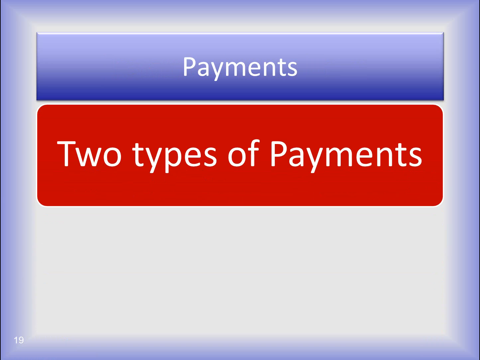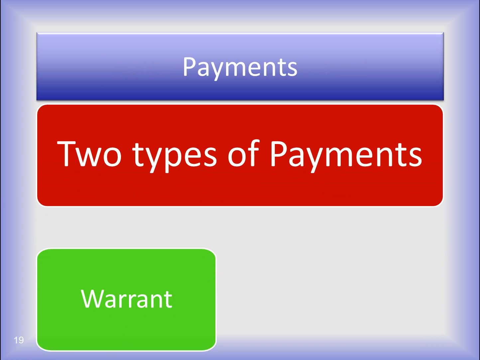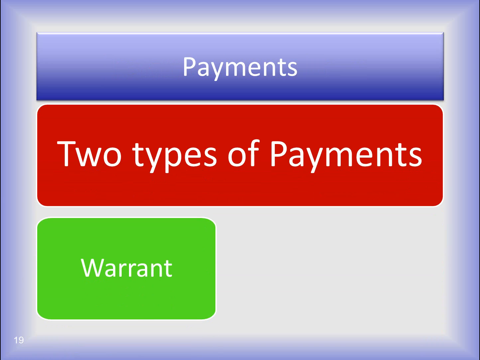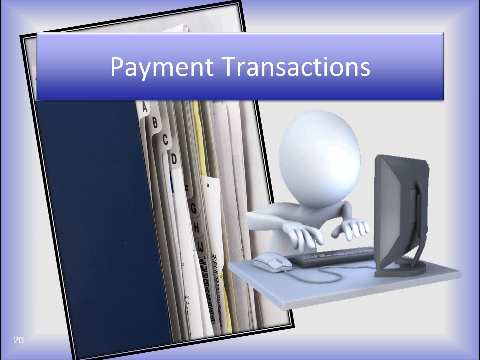Now let's talk about payments. Payments are the way we spend money. There are two types of payments. Warrant is the term used for payments made by check. An electronic refers to all payments not made by check, such as bank fees or online payments. You didn't write a check, but the money came out of your bank account. These items must be posted to your books as payments.